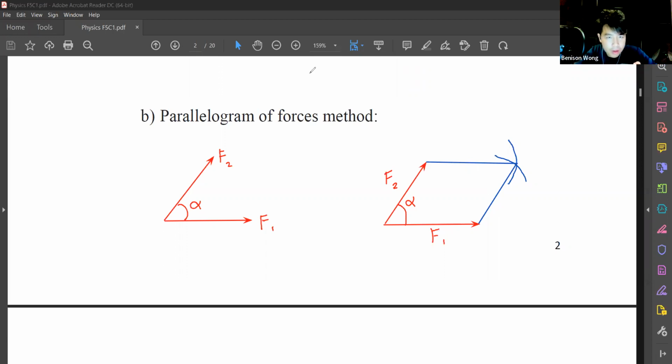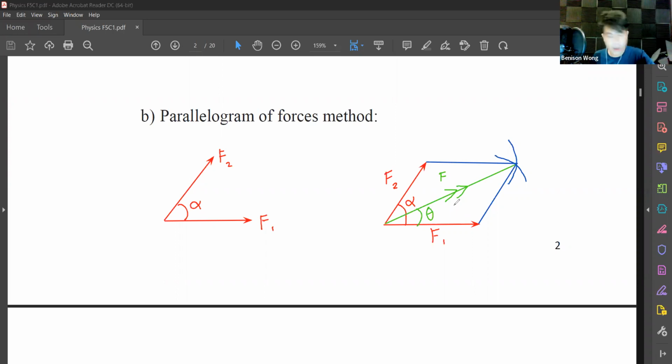In your mathematics, I'm sure you've learned how to draw a parallelogram already. So that is the parallelogram. And then you're going to use your ruler to draw a diagonal line joining that corner to the other corner. This will be your resultant force, and this will be your angle. You draw according to scale. Let's say the question gives you newtons, you draw according to scale in centimeters. You get a very close answer to the actual answer. Do you understand this?